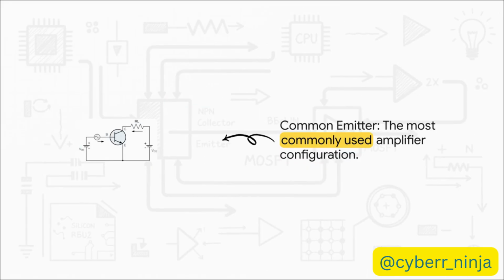Next up, we have the common emitter configuration. And let me tell you, this thing is the absolute workhorse of the electronics world. It is by far the most commonly used amplifier because it just gives you the best of both worlds. You get solid current gain and solid voltage gain. It's that versatile go-to player you can put anywhere on the field.